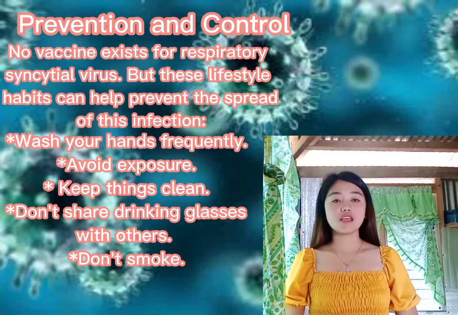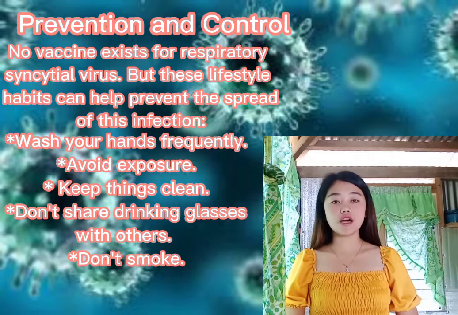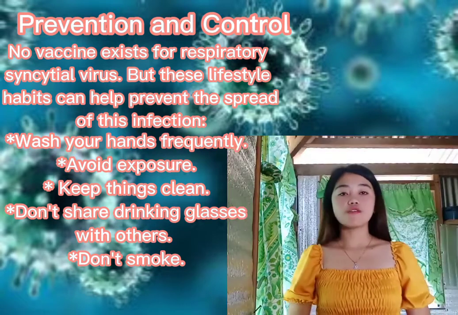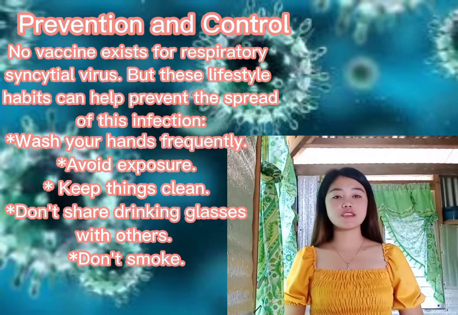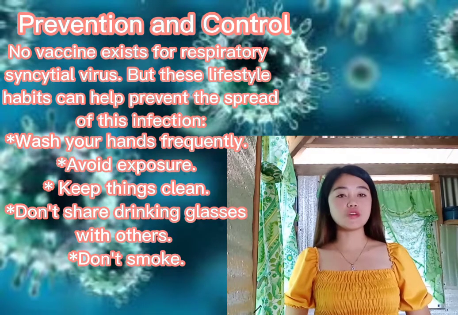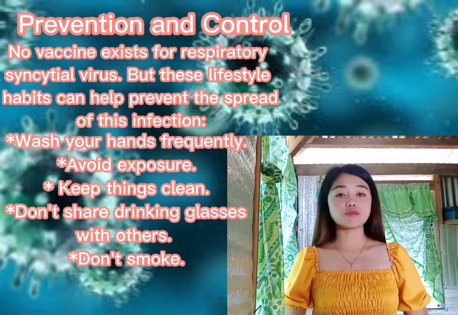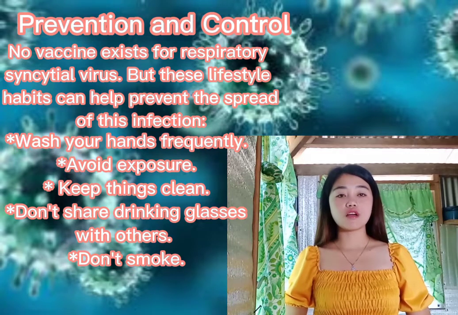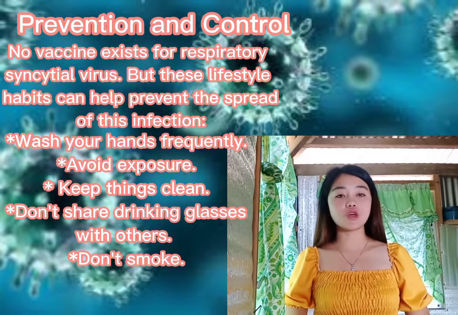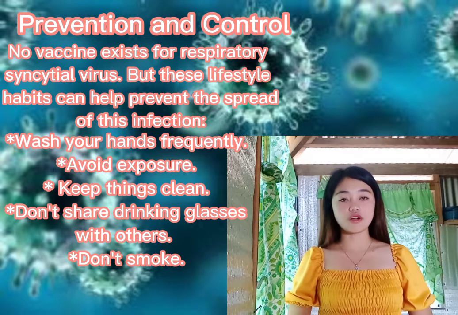Third, keep things clean. Make sure your kitchen and bathroom countertops, doorknobs, and handles are clean. Discard used tissues right away. Fourth, don't share drinking glasses with others. Use your own glass or disposable cups when you or someone else is sick. Fifth, don't smoke. Babies who are exposed to tobacco smoke have a higher risk of getting RSV and potentially more severe symptoms. If you do smoke, never do so inside the house or car.